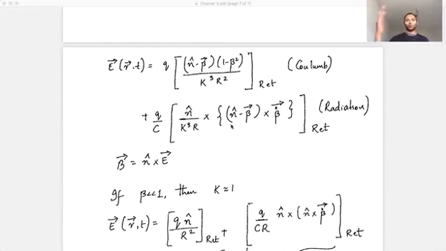Again, you can go through all of those steps again for B. So B is, there's no gradient of phi in B. It is just curl of A. So again, you need to take the curl of A. It turns out that B is just going to be n hat cross E.